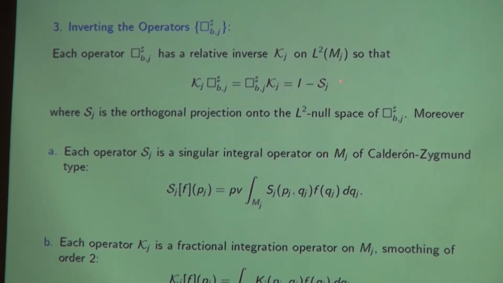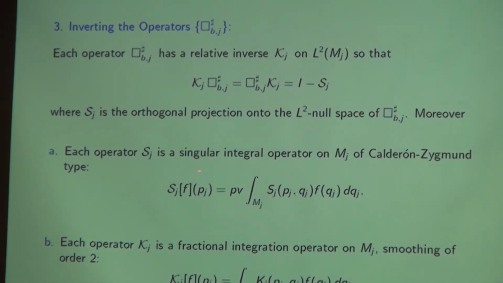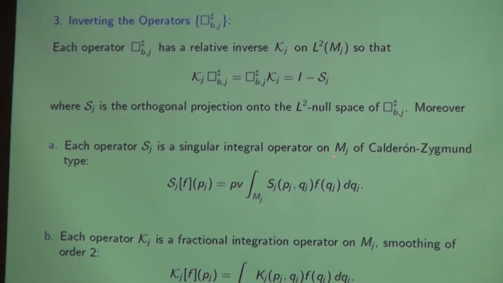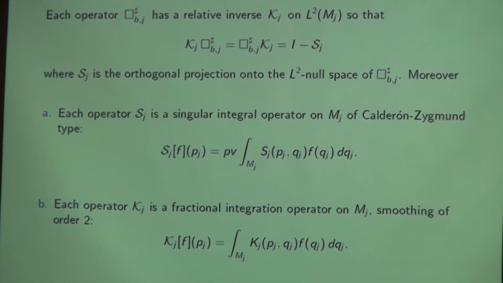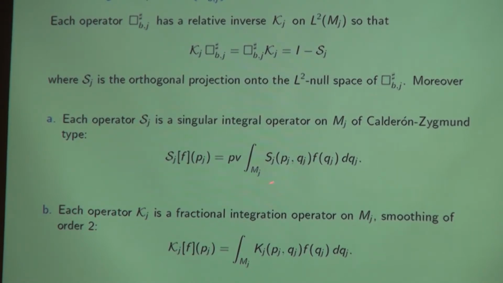Each of these projections onto the null space actually is a singular integral operator on this two-dimensional submanifold of C2. It's given by integrating some kind of principal value integral against a function S, which satisfies Calderon-Zygmund type estimates in terms of a certain metric that you can put on each one of the surfaces. And each of the operators that inverts, or inverts modulo the projection, is given by some kind of fractional integral operator of order 2.